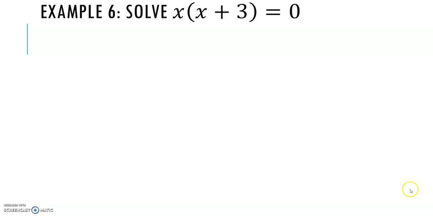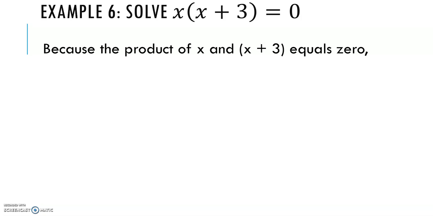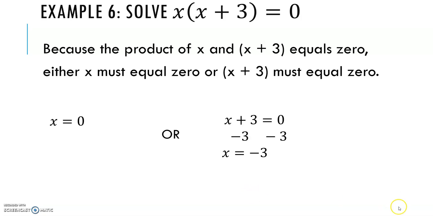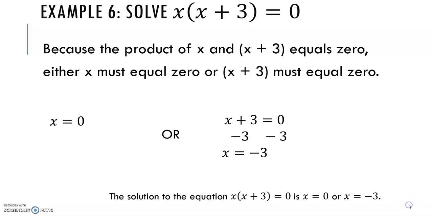Example 6. Solve x times x plus 3 equals 0. Because the product of x and x plus 3 equals 0, either x must equal 0 or x plus 3 must equal 0. X equals 0 or x plus 3 equals 0. Subtract 3 from both sides, x equals negative 3. The solution to the equation x times x plus 3 equals 0 is x equals 0 or x equals negative 3.